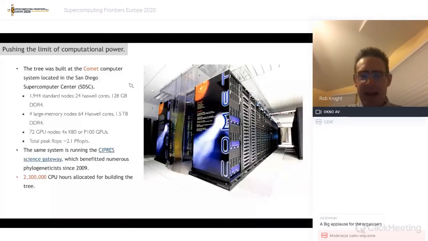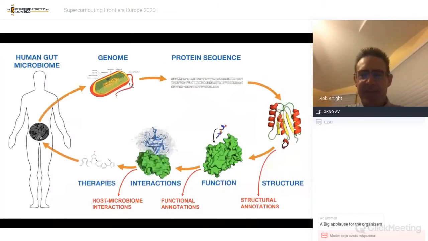So building the new tree is one problem that requires supercomputing. A second problem is going beyond the DNA sequence to understand how it translates into a protein sequence, and then how these proteins fold into shapes that actually do stuff. And so another application we have had for large computational resources is basically understanding how the microbiome produces a whole lot of different proteins that have their own structures with their own functions and their own interactions. And this can lead to new therapies as we find drugs that are able to disrupt those interactions.